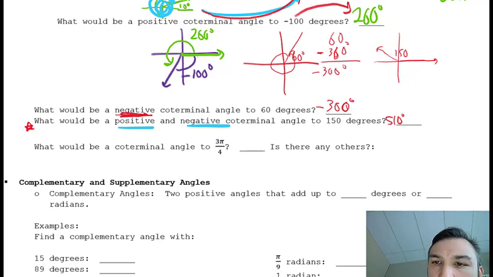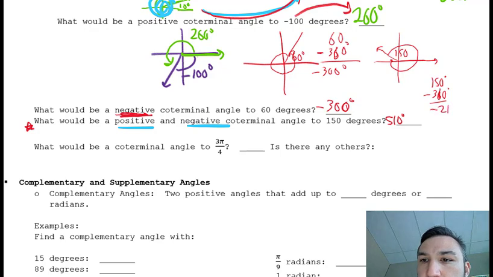Or I could go this way, which would be negative. And so I could subtract 360, which would end up being negative 210. Now, those aren't the only answers. If you want to add 360 more than one time, you can. If you want to subtract 360 more than one time, you can. But those are the first answers we get to, so most people just stop there because why would you make more work to get just an equally right answer?